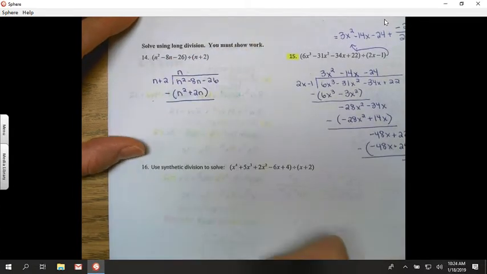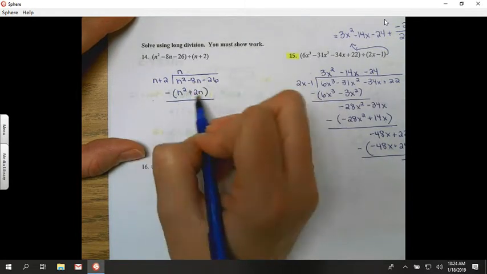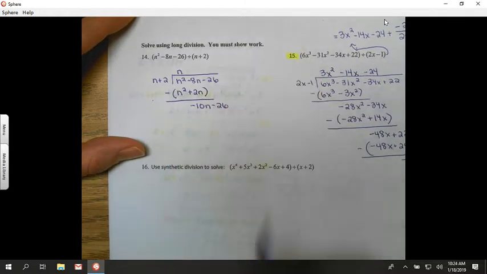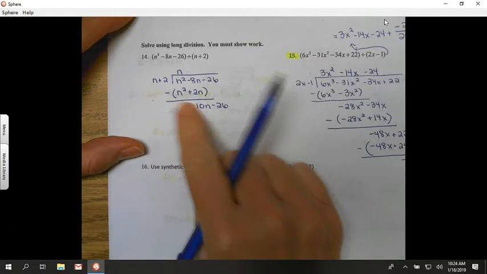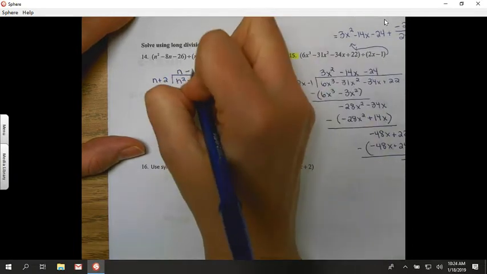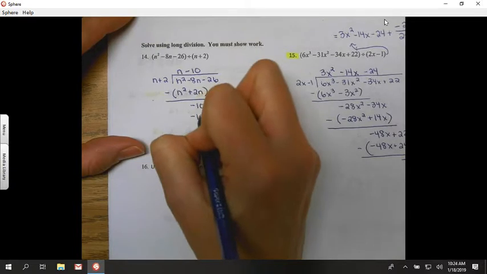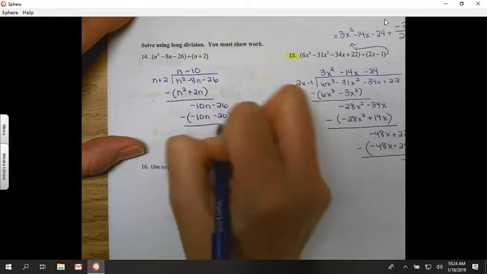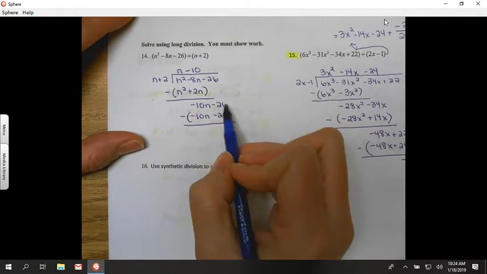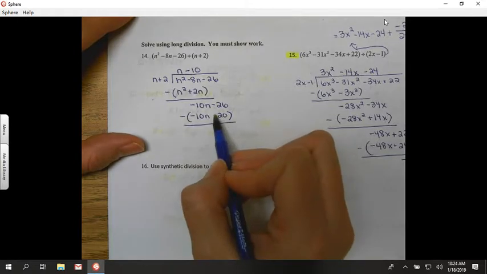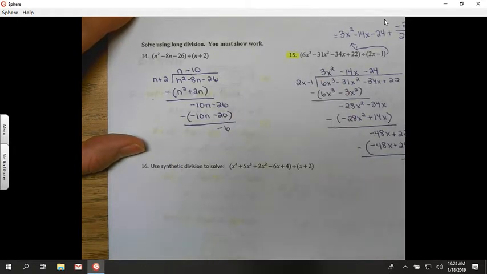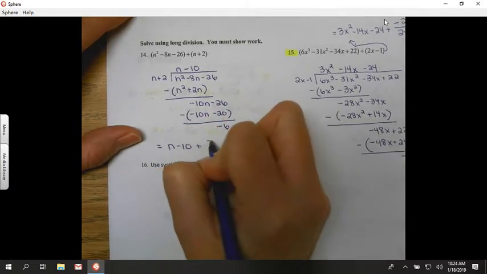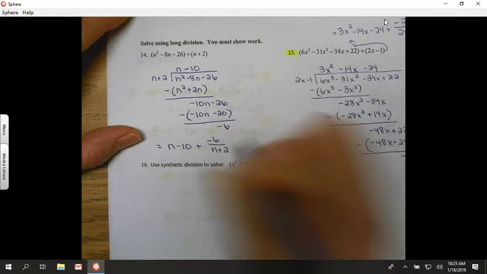My first terms always go away. I have negative 8n minus 2n, so negative 10n, and I'm going to bring my negative 26 down. What would I need to multiply n by to get a negative 10n? A negative 10. And now I'm going to multiply that through and subtract. First terms always go away. So I have a negative 26 minus a negative 20, so I'm really going to end up adding this 20. So I have negative 6. That becomes my remainder. So my answer is n minus 10 plus a negative 6 over n plus 2.